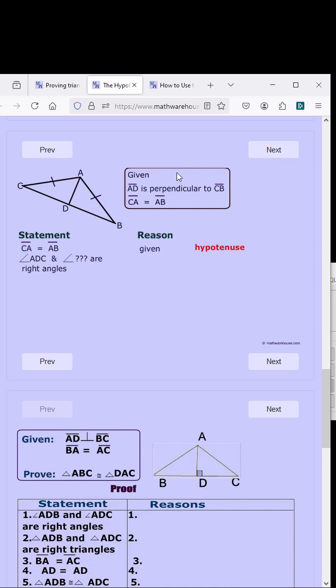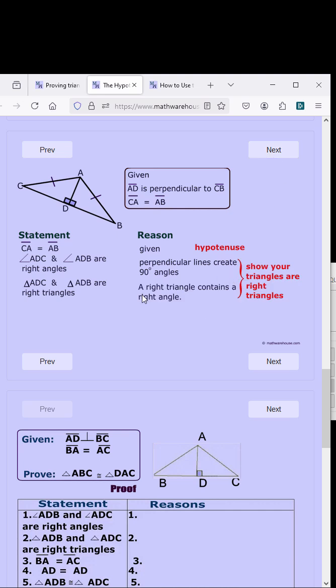And now this is the part that's a little different about hypotenuse leg. We now need to establish that we have two right triangles. And since AD is perpendicular to CB, we can state that angle D is a right angle in both triangles. Perpendicular lines create 90-degree angles, going back to the given. And now here's what you have to usually say. Most teachers want you to establish that we have right triangles. Well, what's a right triangle? It contains a right angle.